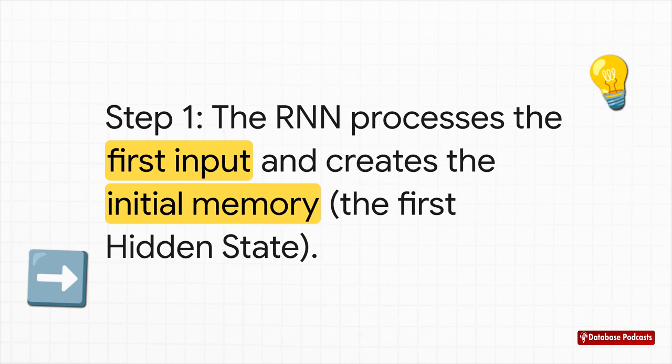So at the very beginning, the network takes in the first input. Let's say the first word of a sentence. It processes that word and creates an initial little piece of memory. We'll call that the first hidden state.